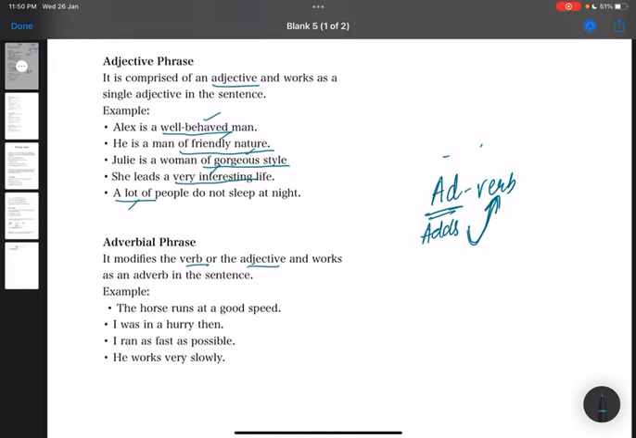Coming back to adverbial phrase. So, the horse runs at a good speed. Okay, so runs is the verb. Now remember, we are not doing verb phrase, we are doing adverbial phrase. So our phrase must consist of the adverbs. I was in a hurry then. I ran as fast as possible. He works very slowly. So all of these will be adverbial phrases because they consist of the adverb.